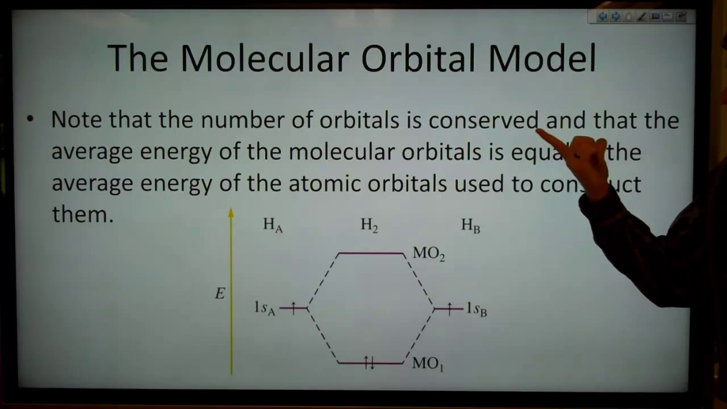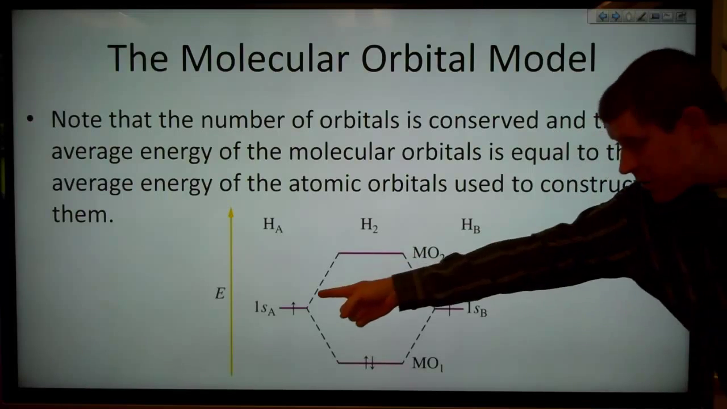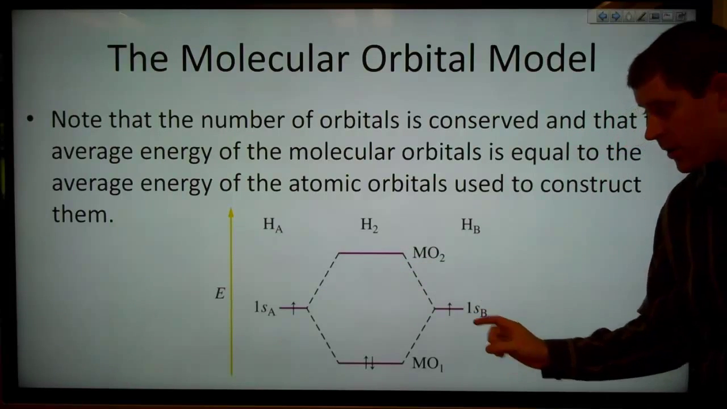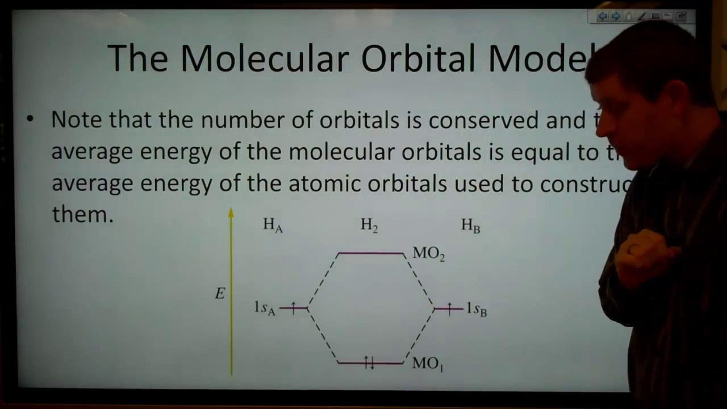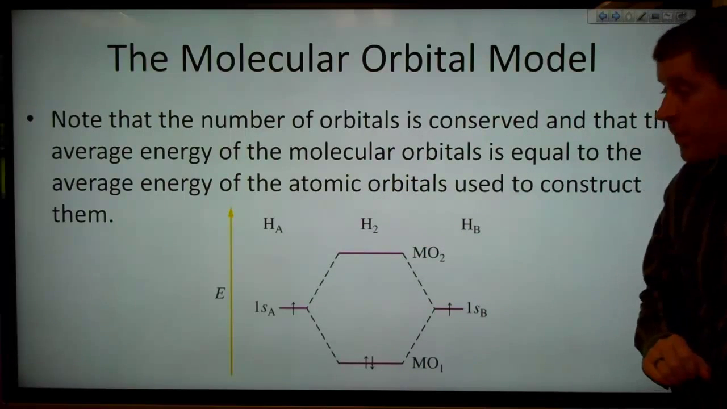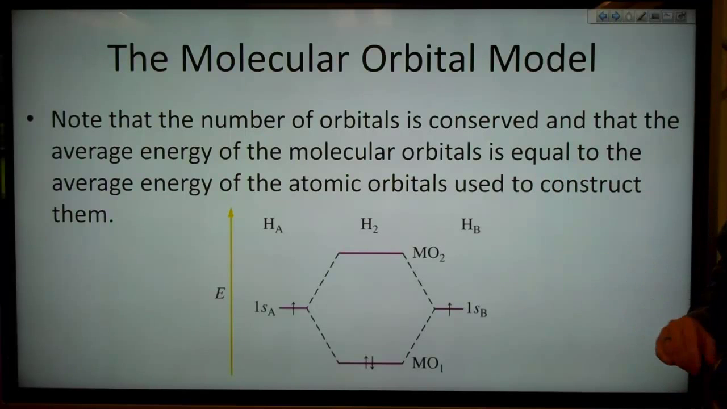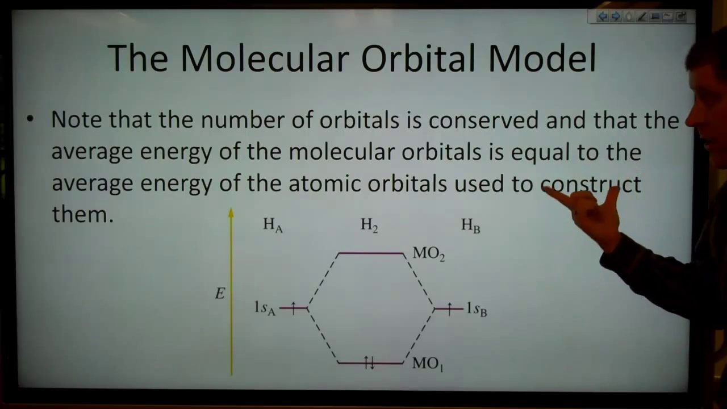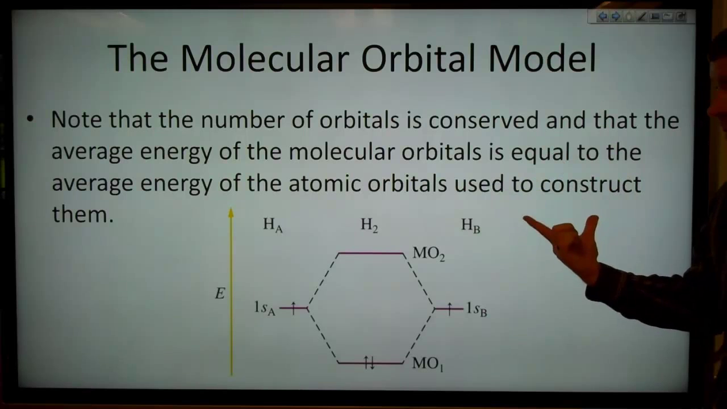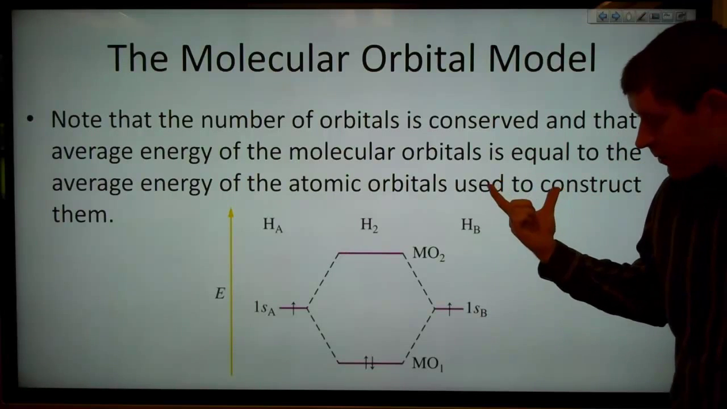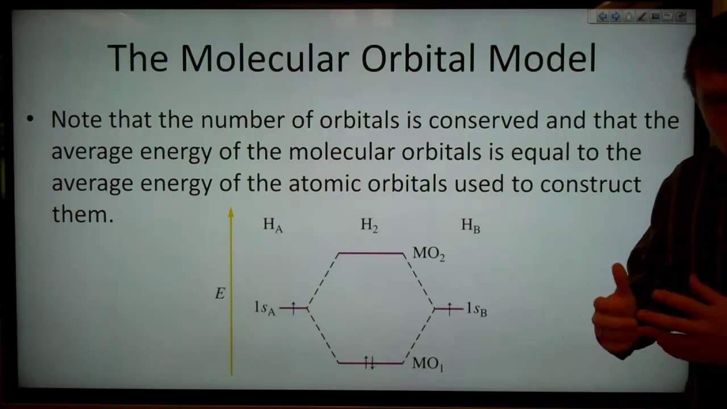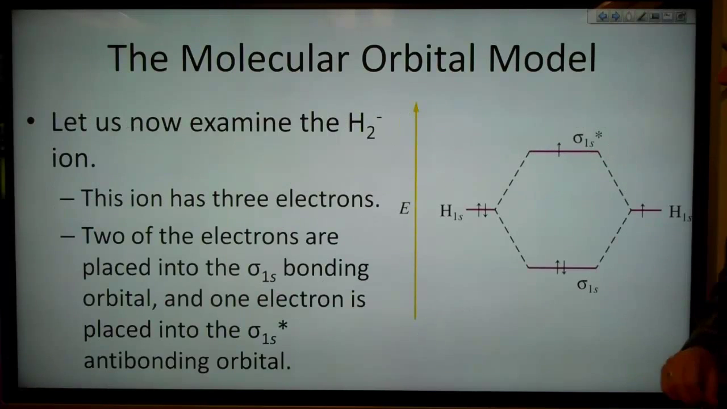So note that the number of orbitals is conserved. We started out with two atomic orbitals, this one here and this one here. We ended up with two molecular orbitals. The number of electrons is conserved, the number of orbitals is conserved. Furthermore, the average energy of the atomic orbitals is the same as the average energy of the molecular orbitals that they combine together to form.